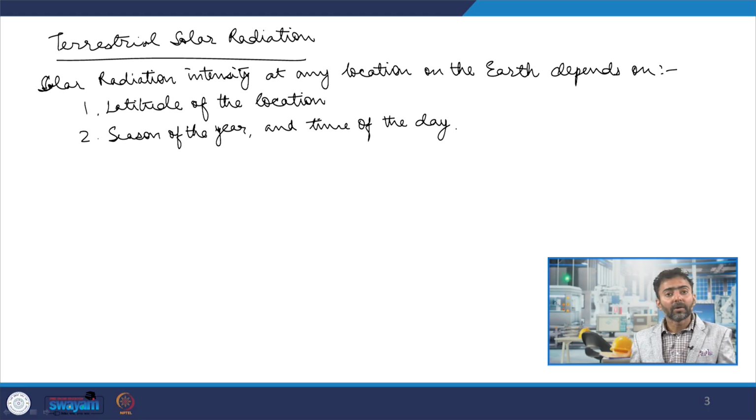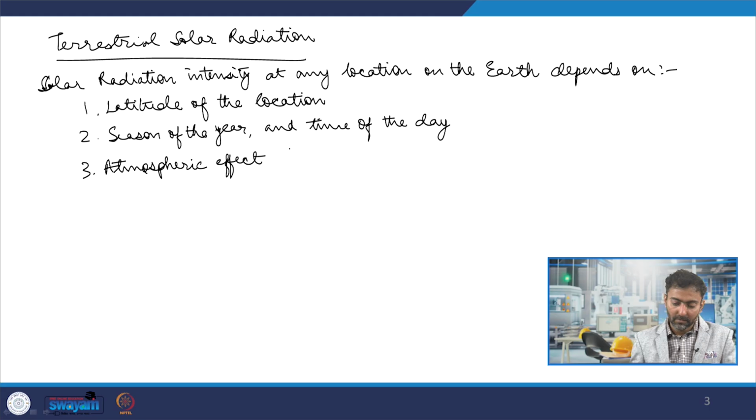Apart from the latitude and the timing, there are a few other important factors. So third is the atmospheric effect. Atmospheric effects are very interesting and important, and we'll be looking at them in a little more detail in a short while from now.